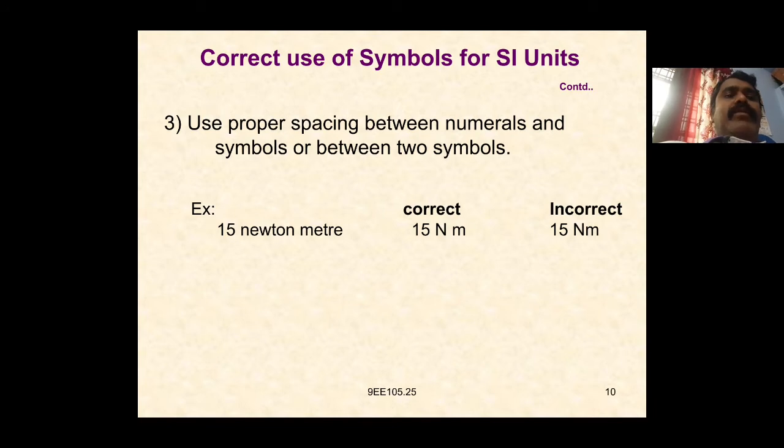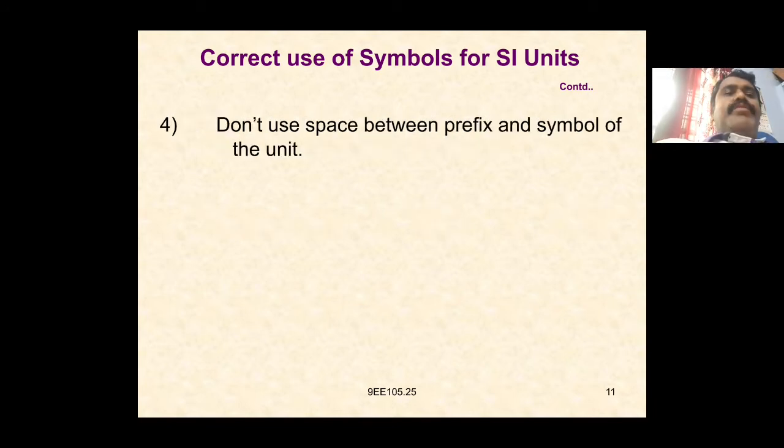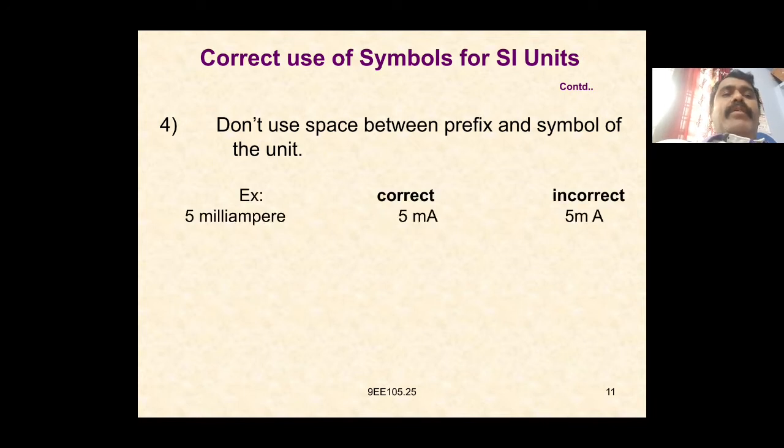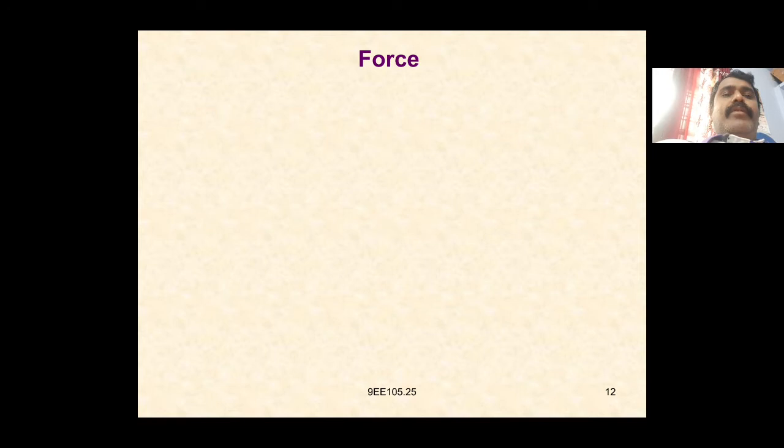Again, so don't use space between prefix and symbol of the unit. That is X, correct. Incorrect. 5 milliamps, correct. Milliamps. Kilowatt, kilowatts, kilowatt.